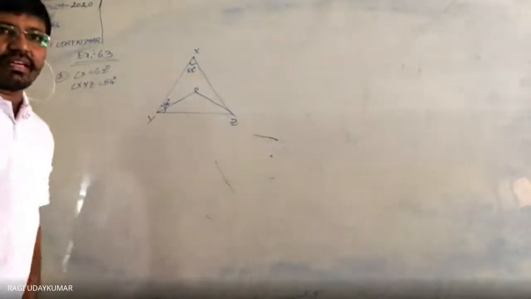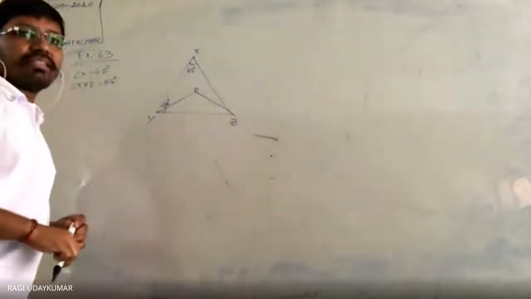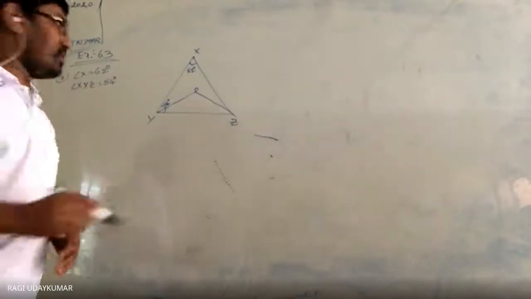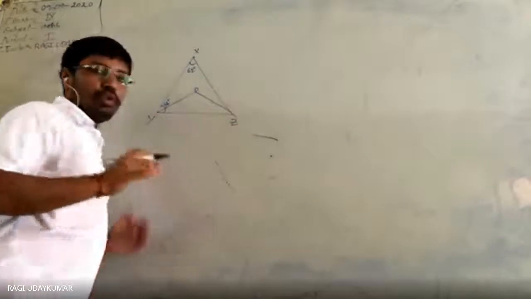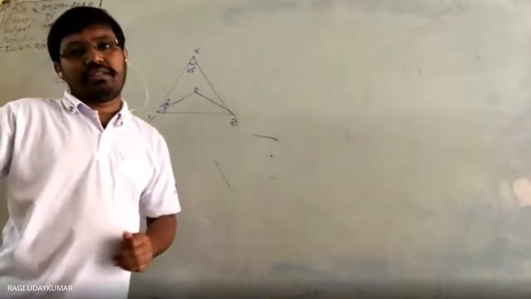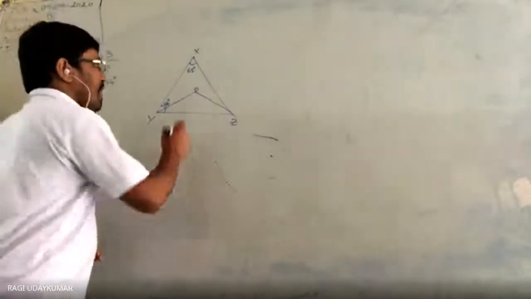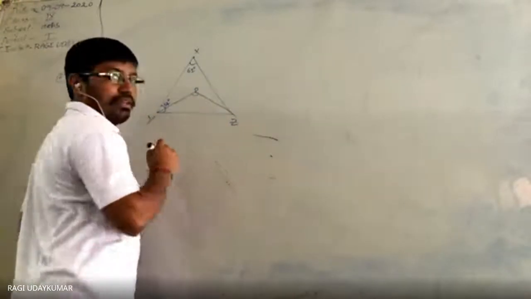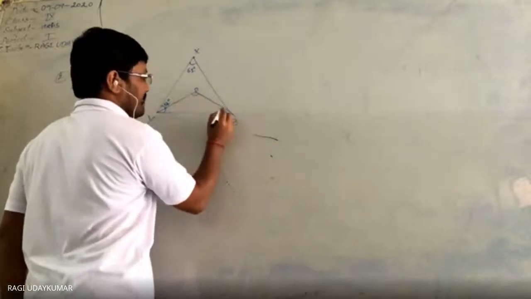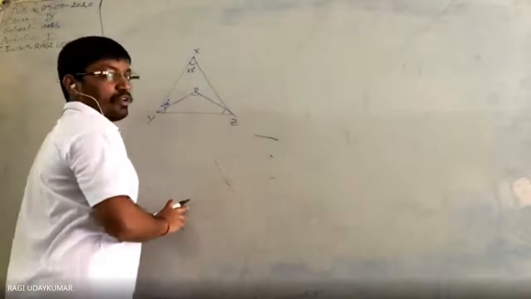And also what is given here? YO and ZO are the bisectors of the angle XYZ and angle XZY. So this angle and this angle are both bisectors. A bisector is nothing but it cuts the angle into two equal parts. Then after that, you are asked to find this angle, OZY. First OZY is asked. This angle you have to find out.